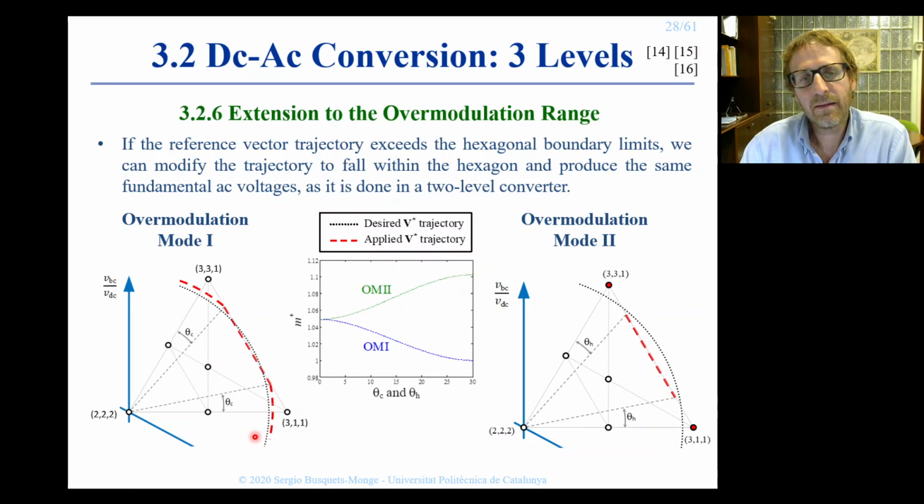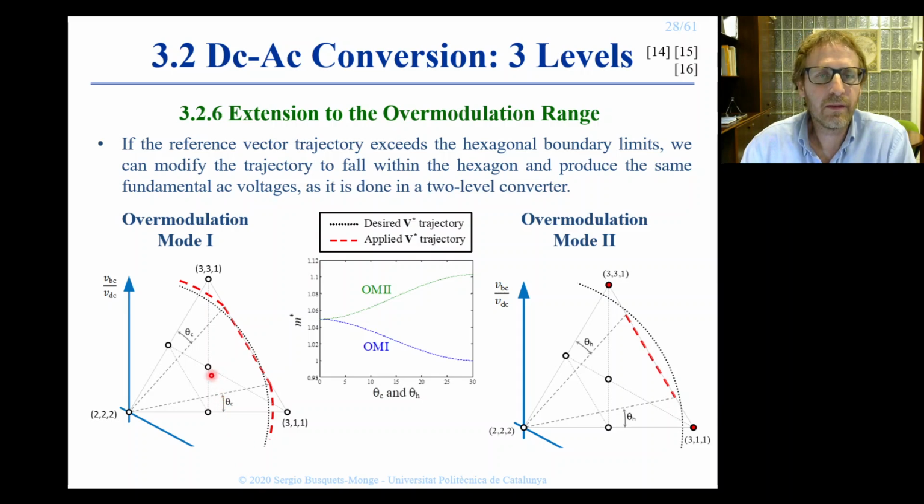If it is slightly exceeding the boundary, what we can do is to follow this alternative red trajectory that starts with a circle trajectory until the crossover angle, and then we follow the hexagonal boundary. The fundamental component produced by the red trajectory will be the same as with the black reference vector trajectory, but obviously we will be introducing some low frequency harmonics.